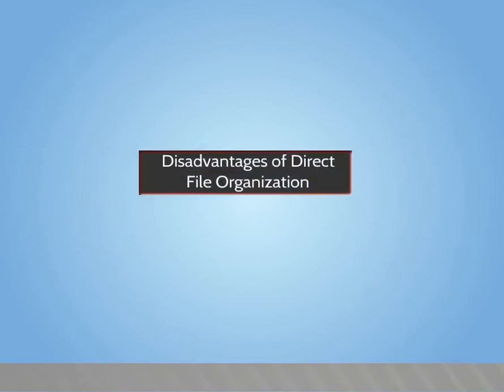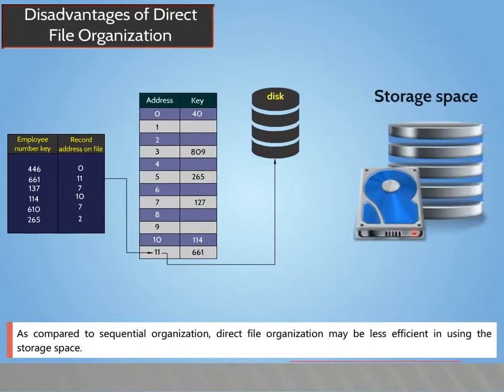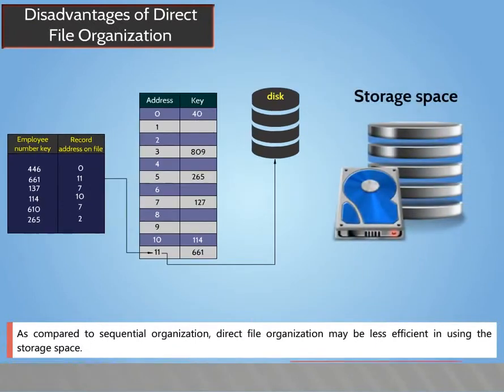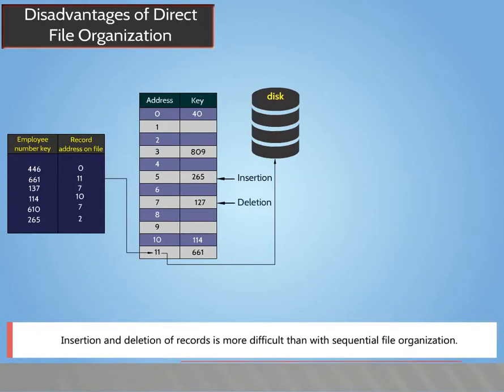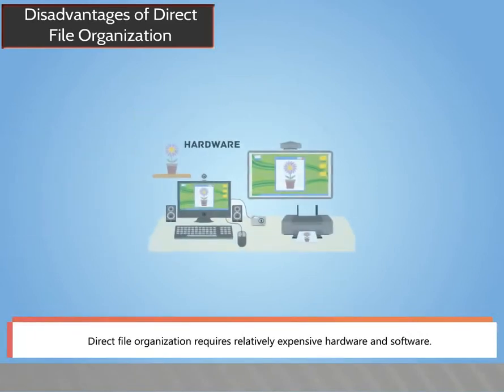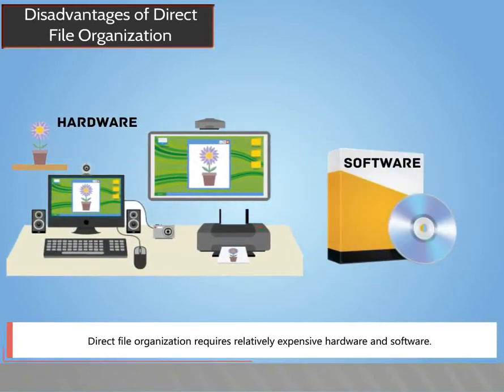The disadvantages of direct file organization. As compared to sequential organization, direct file organization may be less efficient in using the storage space. Insertion and deletion of records is more difficult than with sequential file organization. Direct file organization requires relatively expensive hardware and software.